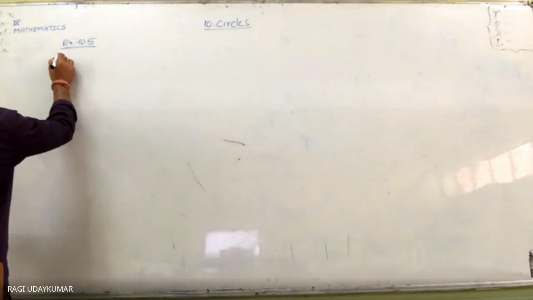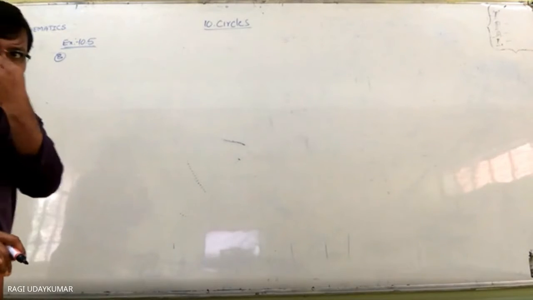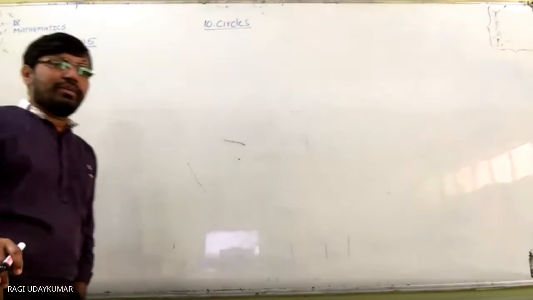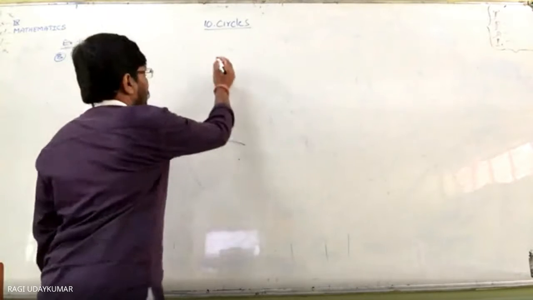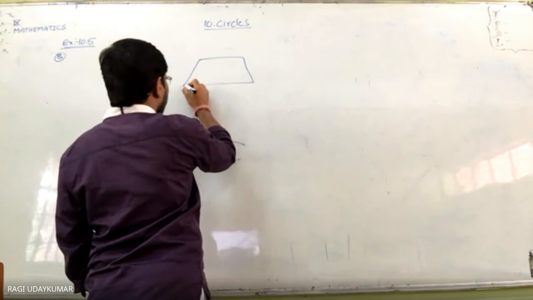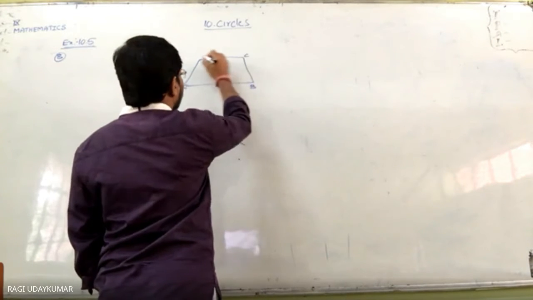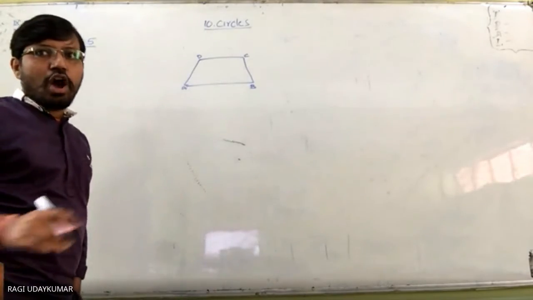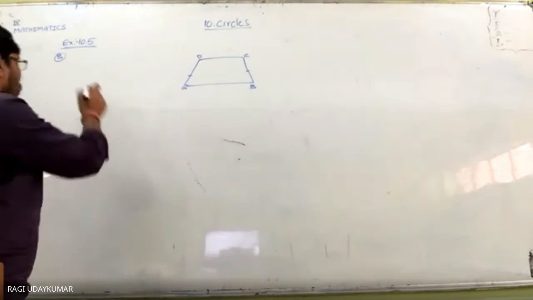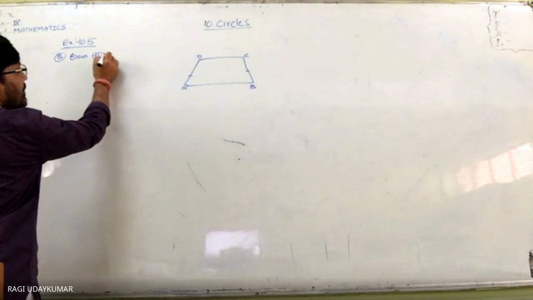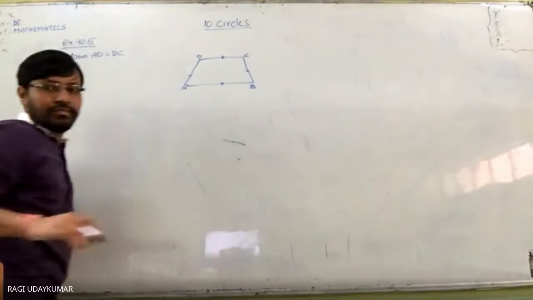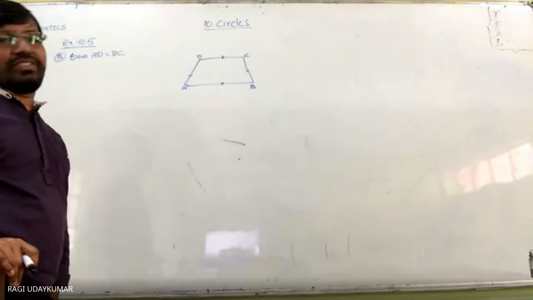Eighth one. So the eighth question is given that the non-parallel sides of the trapezium are equal. So non-parallel sides equal means what do we call that trapezium? ABCD is a trapezium. Non-parallel sides are equal. These two are equal, given. Okay, so given AD is equal to BC. What do we call this trapezium? Isosceles trapezium.